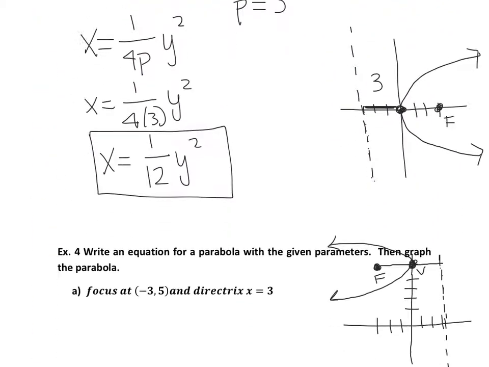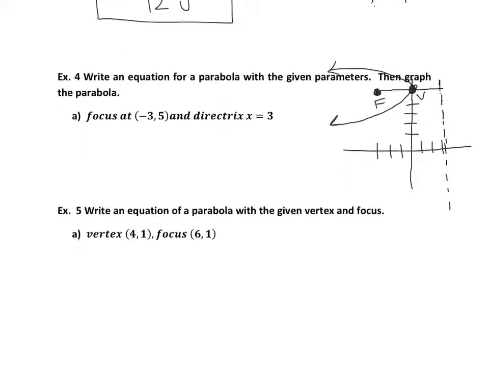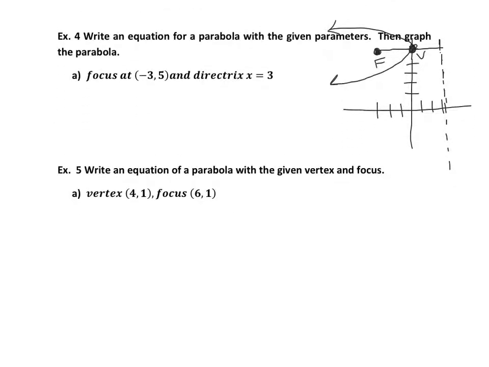Okay, so going back up, we have a vertex at, let's go ahead and write the ordered pair down. Our vertex is at (0, 5). That's my vertex. Now, because it's a sideways parabola facing left, first off, I need to know my p-value.